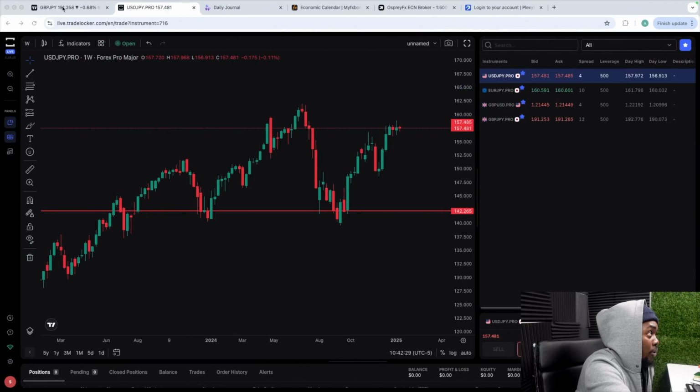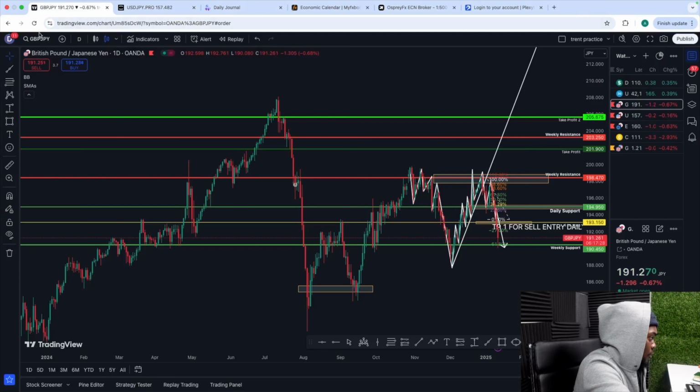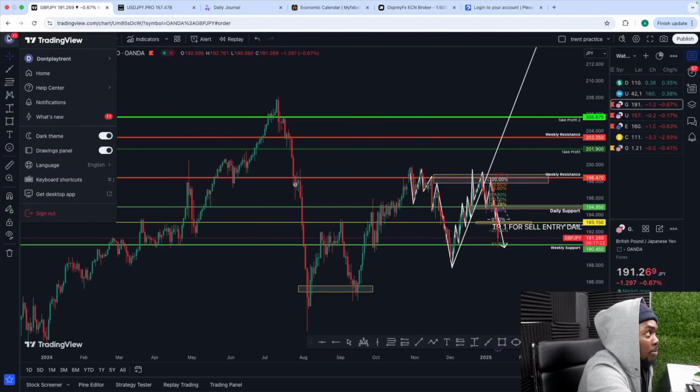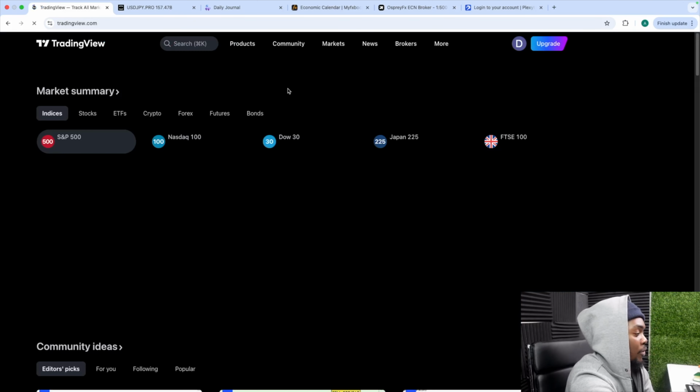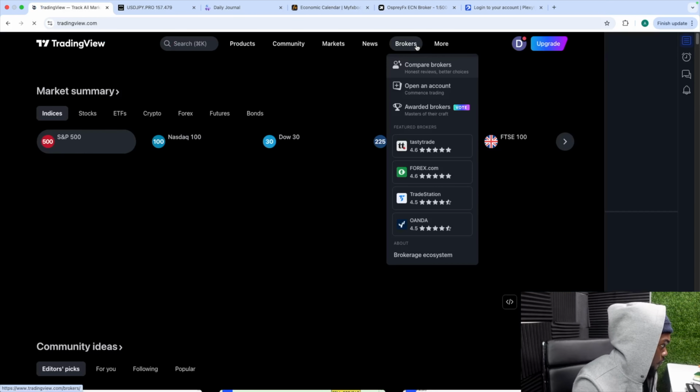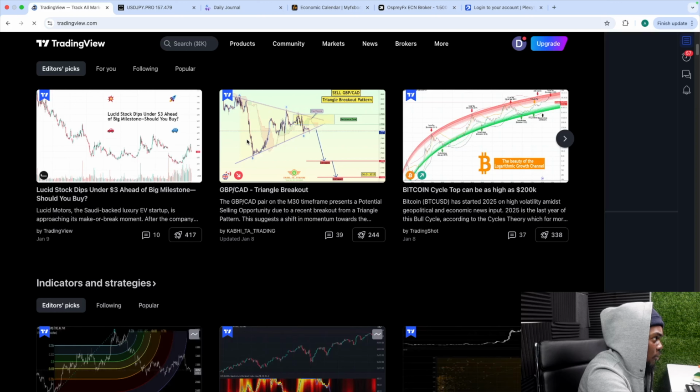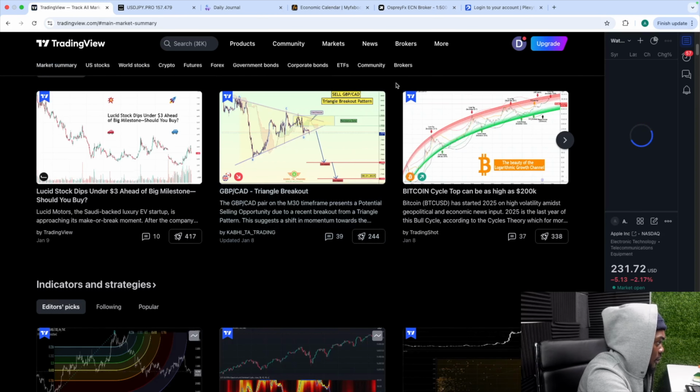So without further ado, we're going to jump straight into it. One of the first most important apps that I use when trading is going to be TradingView. So TradingView looks like this, and let's go to the home page. Whenever you first get to TradingView, it's going to look something like this, which is going to look all crazy and scary.